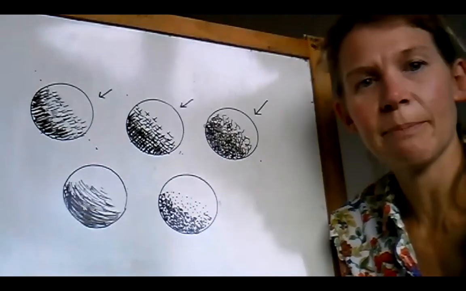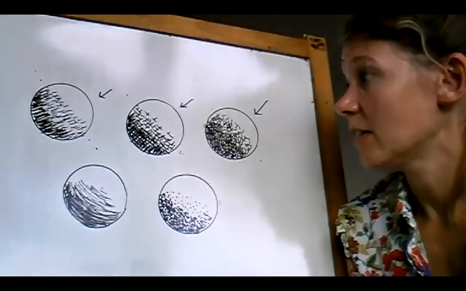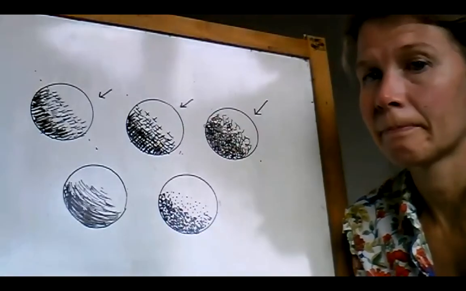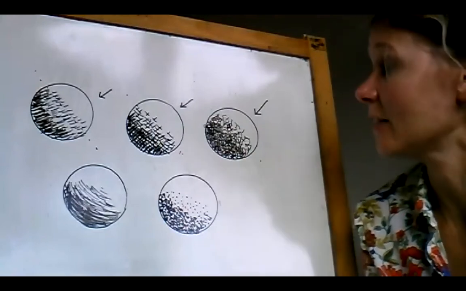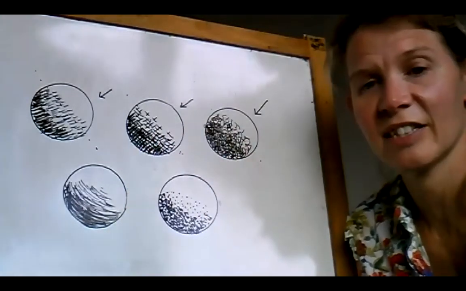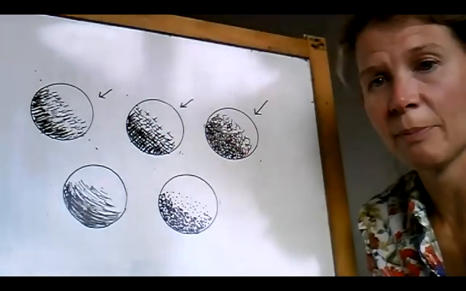Which one do you think is the most effective, the one that makes the best effect of showing darker and lighter shades? I think that mine would be maybe the cross hatching, actually. I think that looks quite effective there. And the contour hatching really shows the shape of the object.